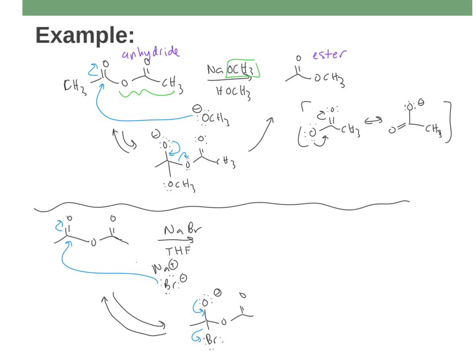So for this reaction down here, I would say that I get no reaction. I am not going to form an acyl bromide. That's because I was trying to go up that reactivity ladder, from an anhydride to an acyl bromide, and I cannot go directly up that ladder. I can only move down that ladder.